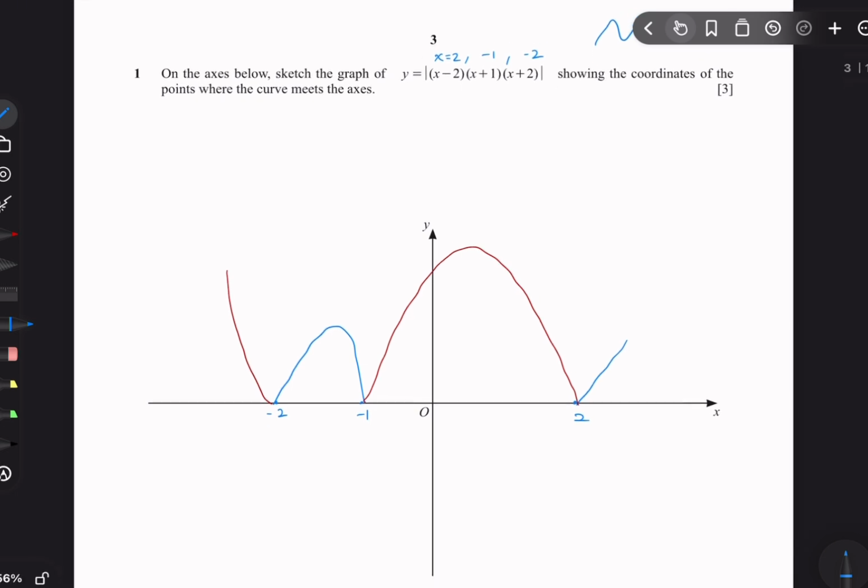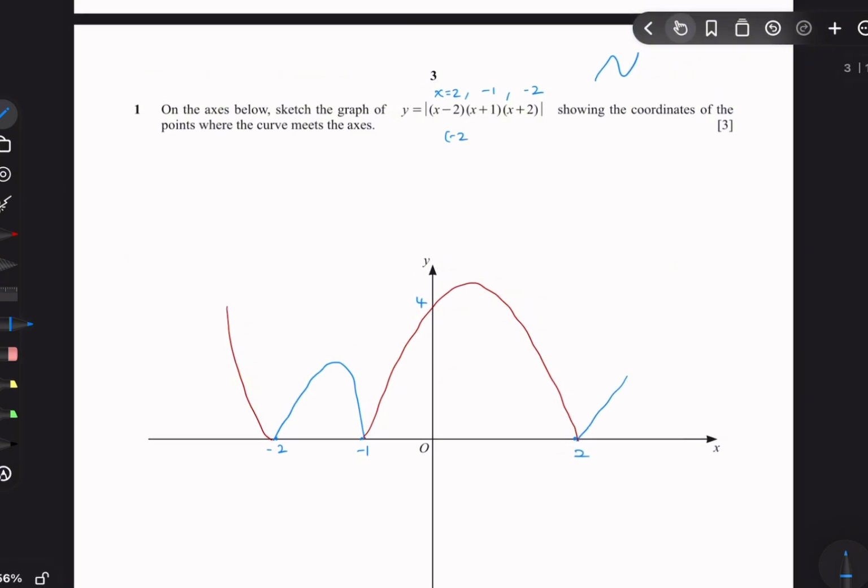Okay, so the y-intercept will be 4, because you take -2 multiplied by 1 multiplied by 2, which will give you -4, but because it's a modulus, it will just be 4.